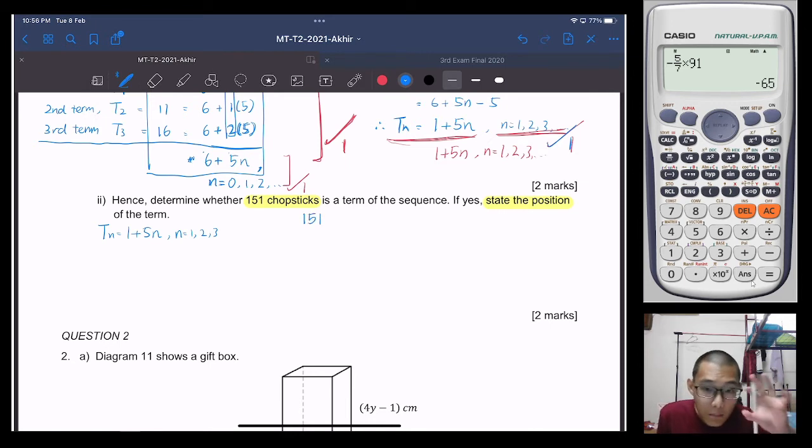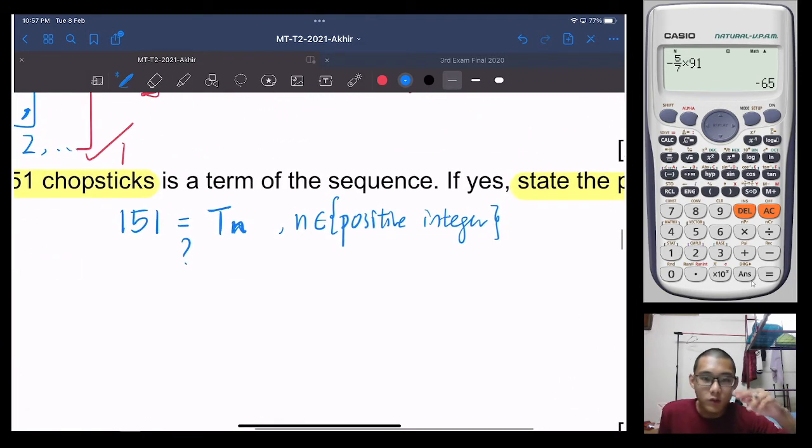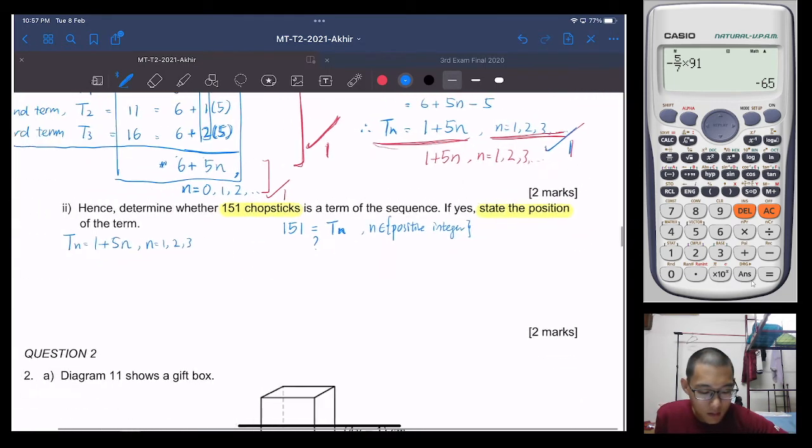We need to understand whether 151 chopsticks is the number located in this Tn where n is a number. We don't know. That means our n must be a positive integer. Maybe you can also write it like this: n is an element of the set of positive integers. n must be a positive integer. So this is our statement. We need to identify whether n is a positive integer or not.